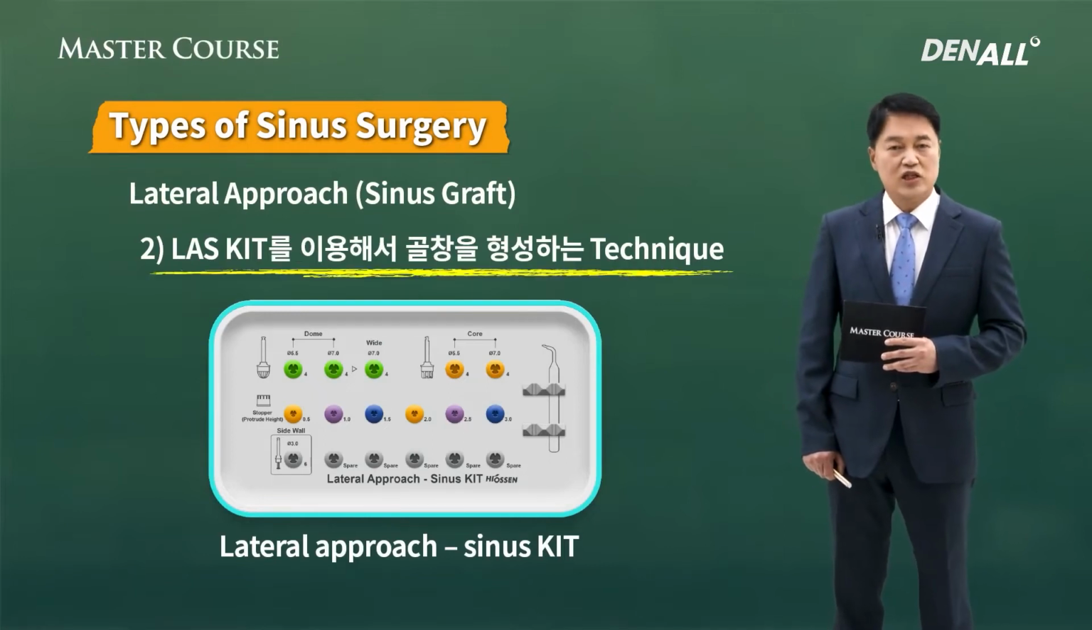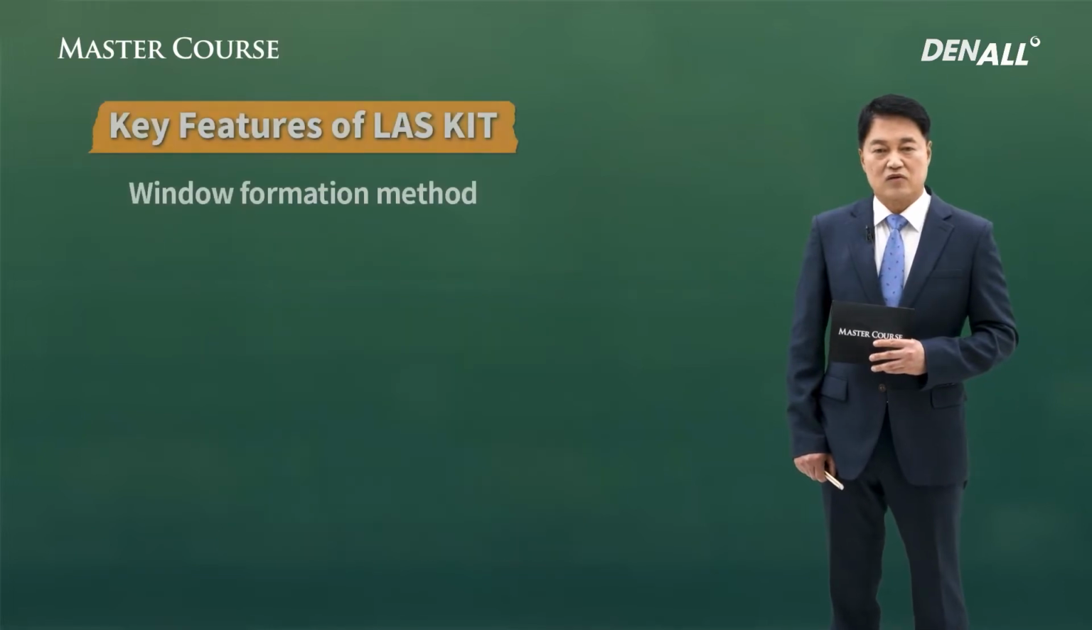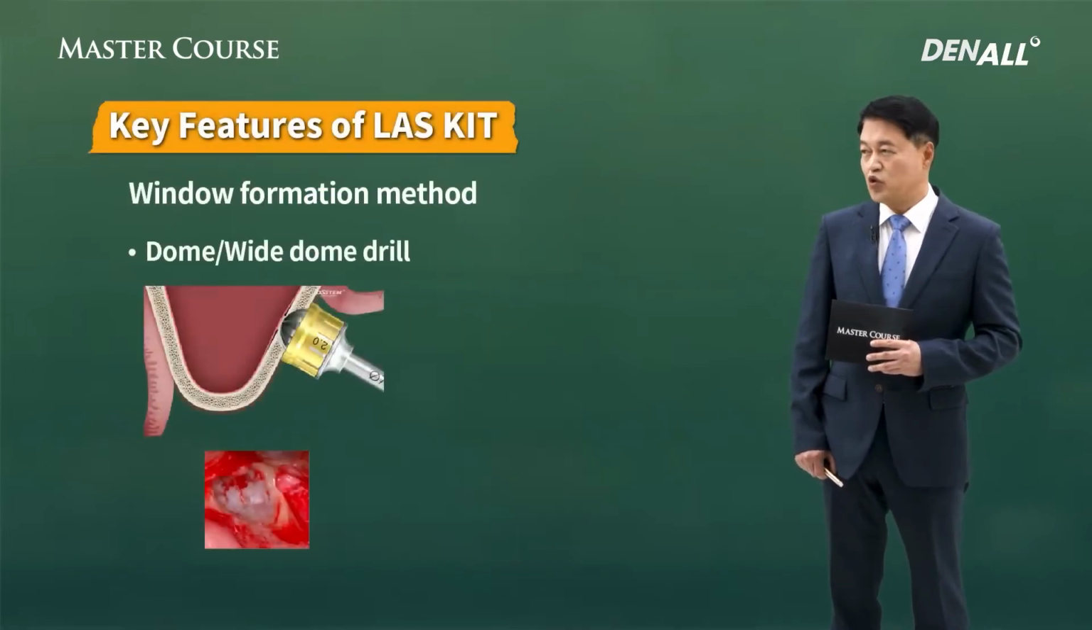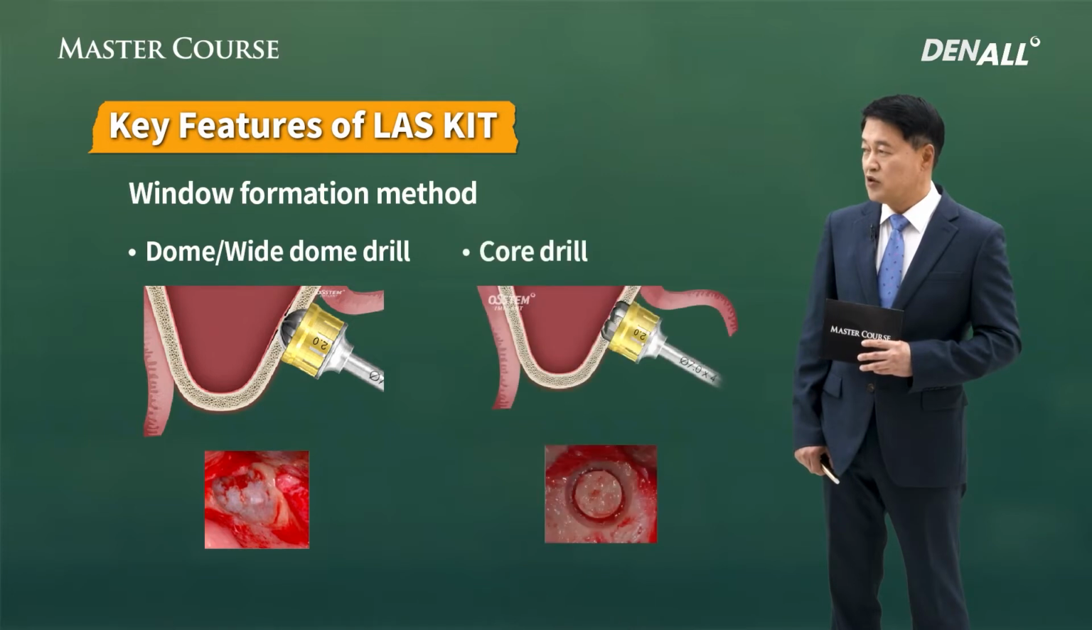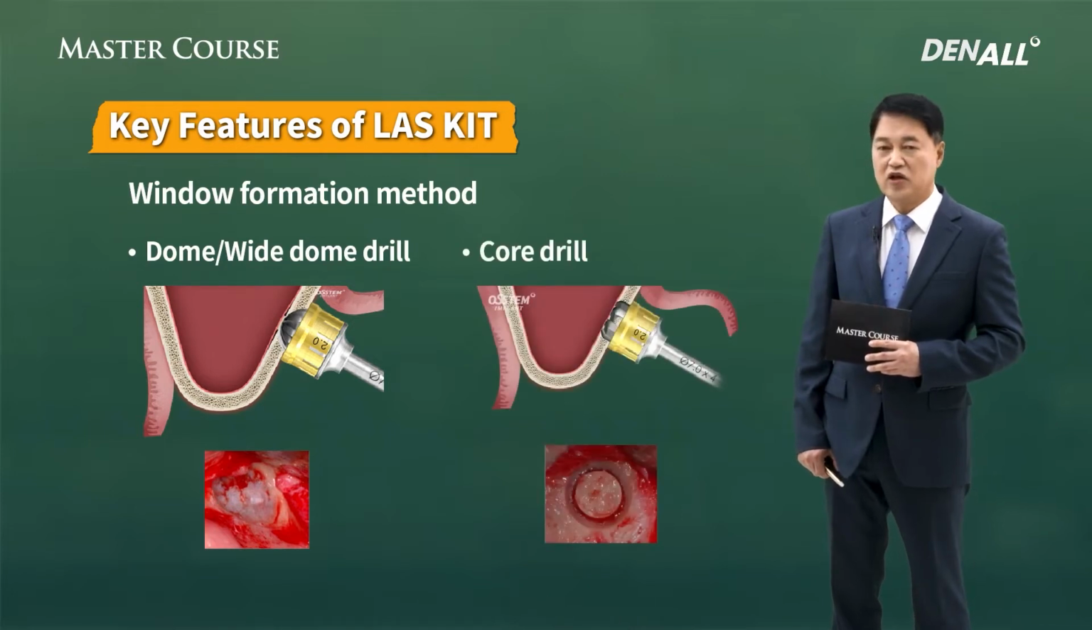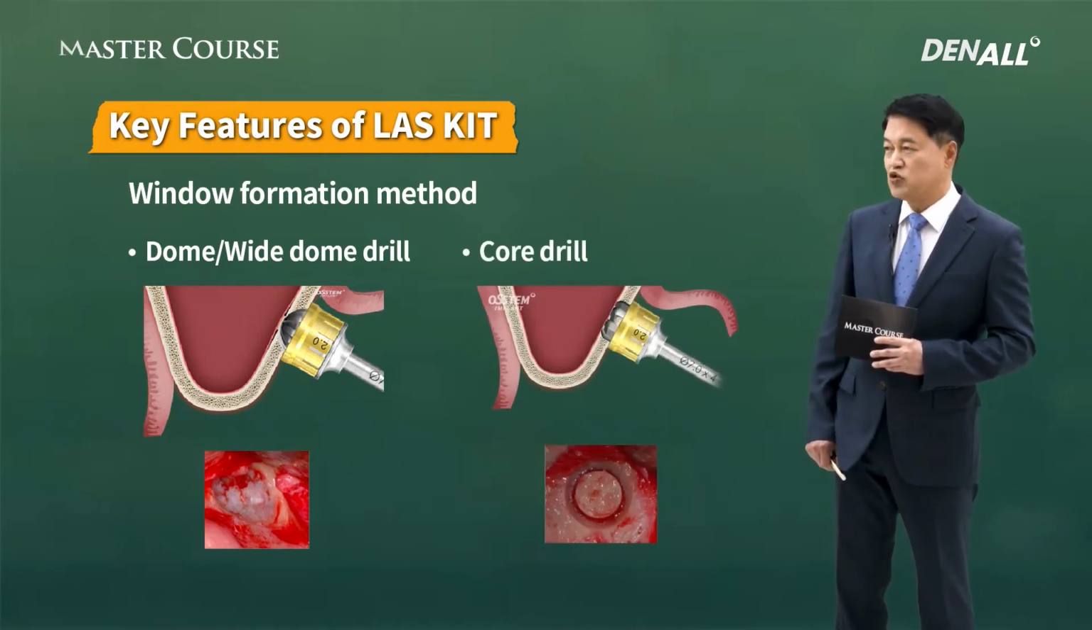When you do a lateral approach, you can use Lasker to form a window. There are 2 ways to do it. First, you can use a dome or wide dome drill and grind it thoroughly, or you can use a core drill for repositioning. You can remove it and then put it on once again.